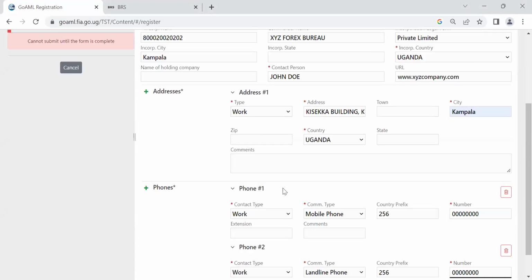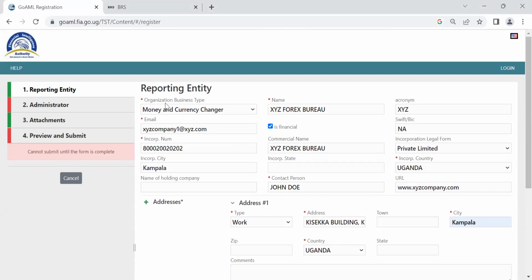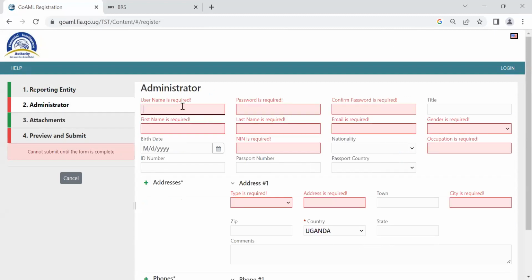Okay, so we are done with the reporting entity. Once you're finished, you scroll up and go to administrator on your left. Now let's capture. This is now the individual, the MLCO or the administrator. If you're more than one person from the Forex Bureau registering, only one of you will submit at the end of it all, because only one registration is required, but we can all go through the process together.